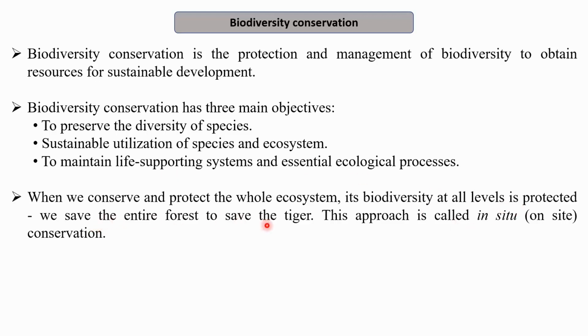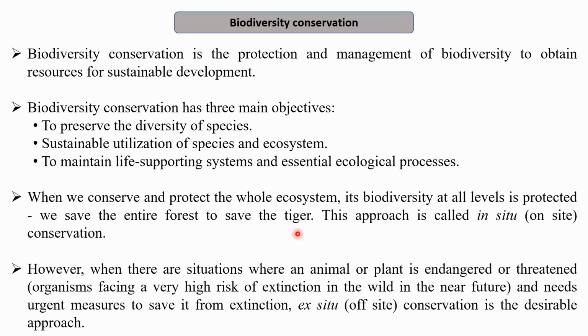We save the entire forest to save the tiger. So whenever we are trying to conserve the biodiversity in their local habitat, this approach will be called in situ or on-site conservation. However, there are certain situations where we have to take care of endangered plants or animals which are at very high risk of extinction in the wild in the near future.